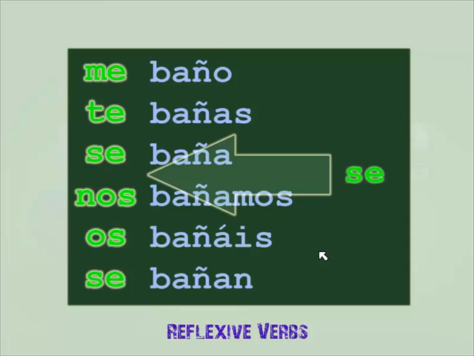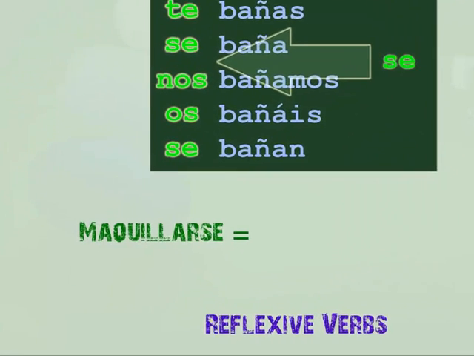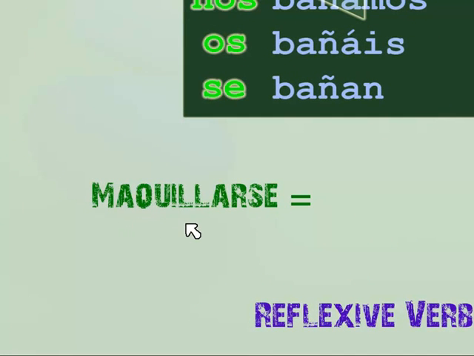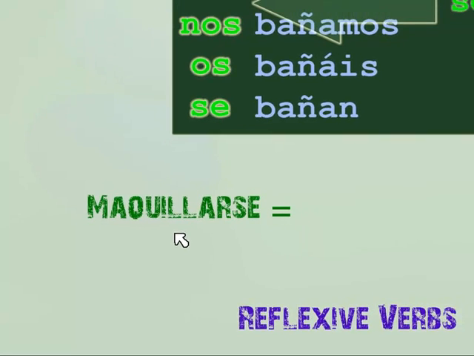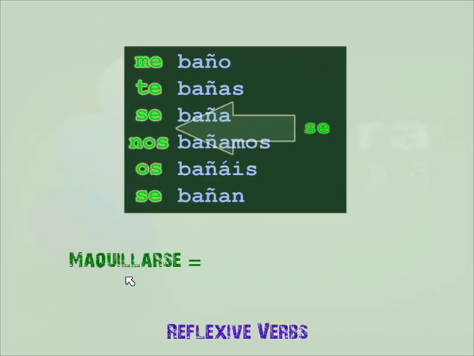You use the reflexive concept with many different conjugations. The preterite and imperfect are just a few other ways that you can use to conjugate reflexive verbs. Let's try a few examples. Here is the verb maquillarse, to apply makeup on oneself. Let's start out by conjugating maquillarse in the first person singular or yo form. We'll stay with the present tense.